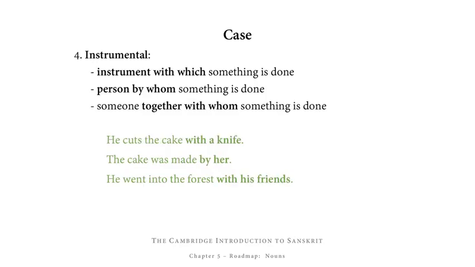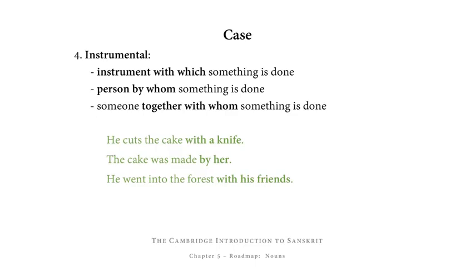Next up is a case with a more useful name, the instrumental. The instrumental expresses the instrument with which something is done. So, for example, he cuts the cake with a knife. With a knife would be the instrument. In English, this is expressed by means of the preposition with, and in Sanskrit it would simply be expressed by means of an instrumental ending.